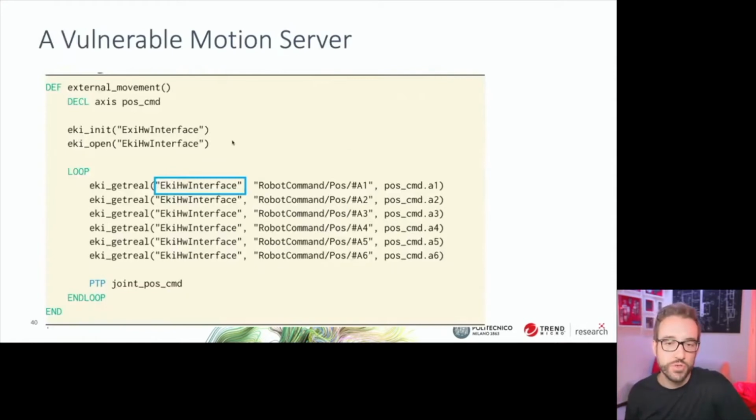Here's an example motion server. It uses the Ethernet KUKA hardware interface, which is essentially a network socket, to receive coordinates, 6 points. Then it passes these 6 points, which are essentially an array of real numbers, to the PTP program, which stands for point to point. The PTP function tells the robot to go from a certain point to another point, so the trajectory is calculated automatically.